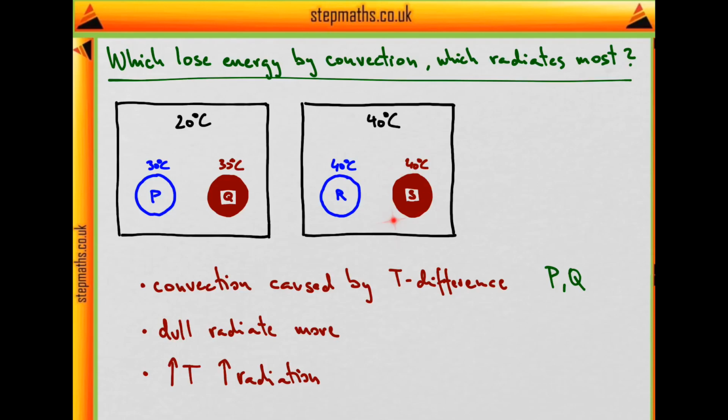And since this ball S is at a higher temperature than the other matte ball, it means that ball S will radiate the most. And this combination of results, P, Q and S, in the exam was option D, which was the right one to pick.